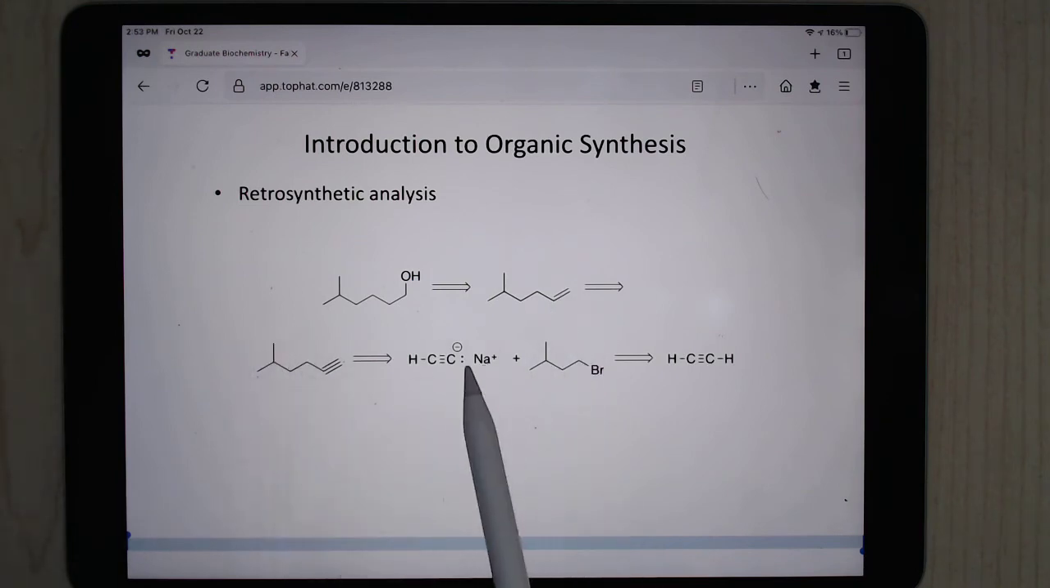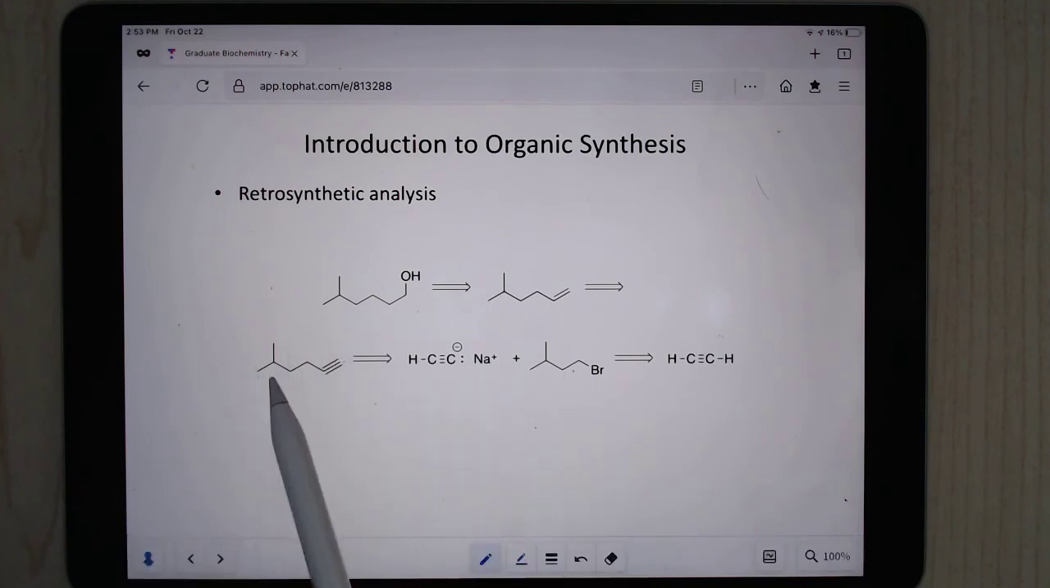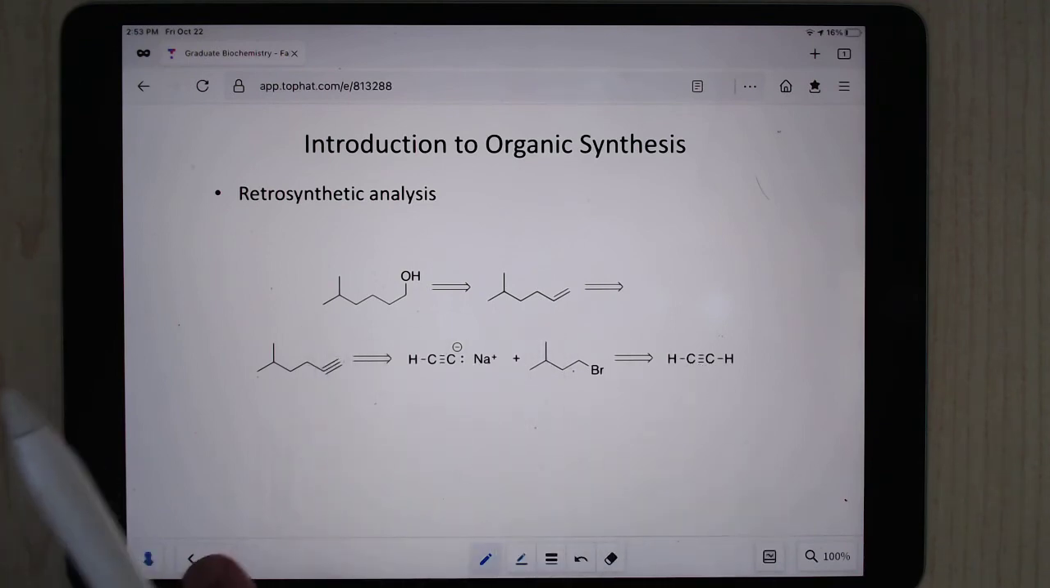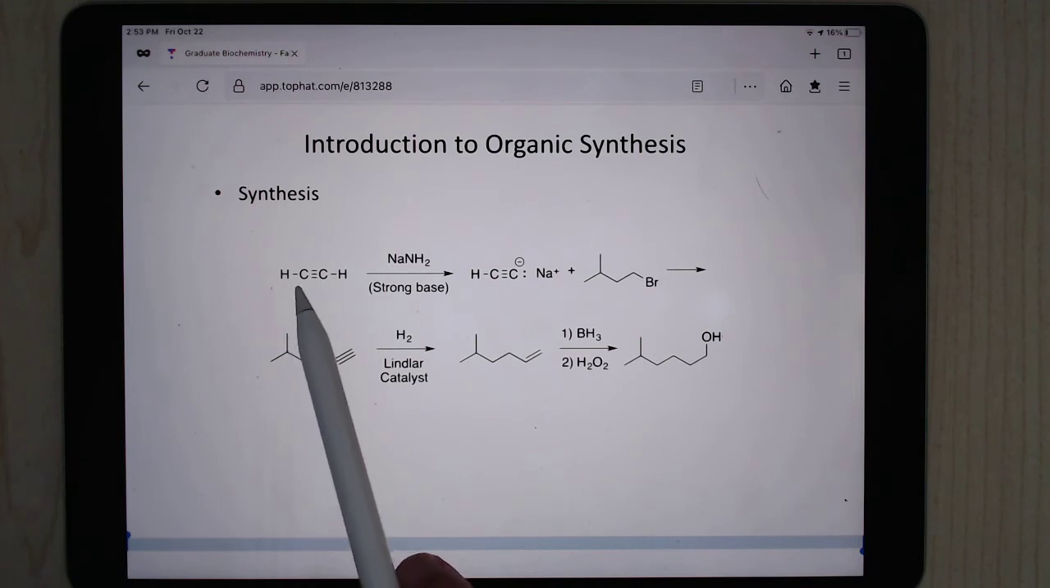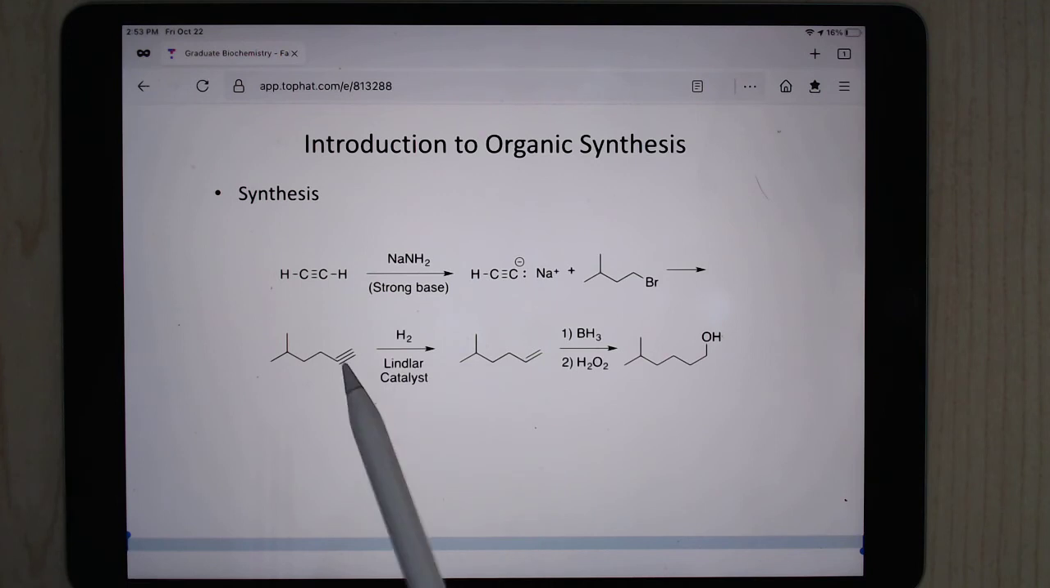Well, how do we make this? Well, we can take this acetylene anion and mix it with this alkyl bromide, and when we mix these two together, we can make this. Well, this we can get off the shelf, but what about this? Well, here we have to take acetylene and add sodium amide. So this is how you want to think about the synthesis, but the actual synthesis itself would start from the acetylene here, add this, make this part, reduce that down to the double bond, and then do hydroboration.